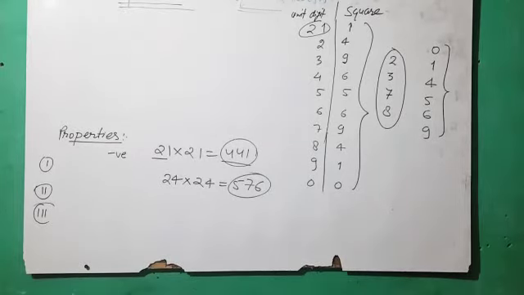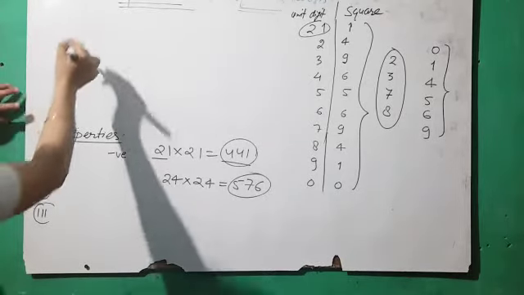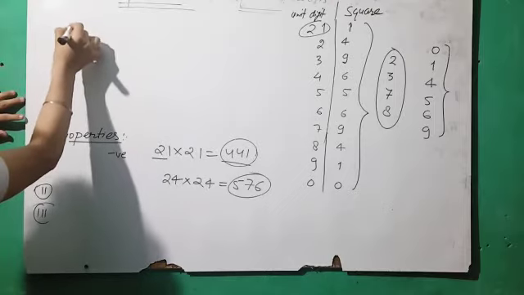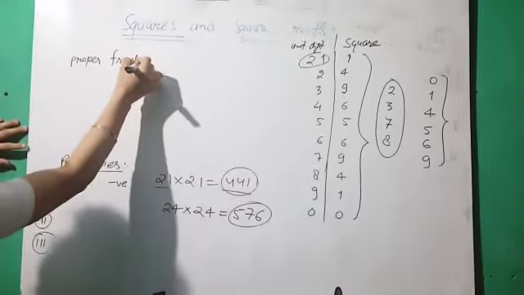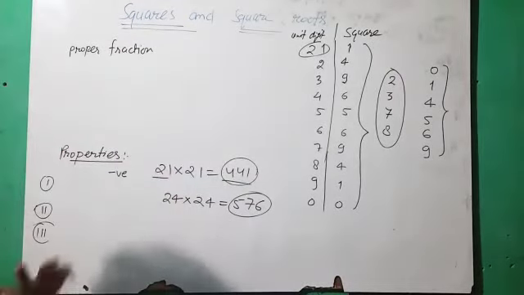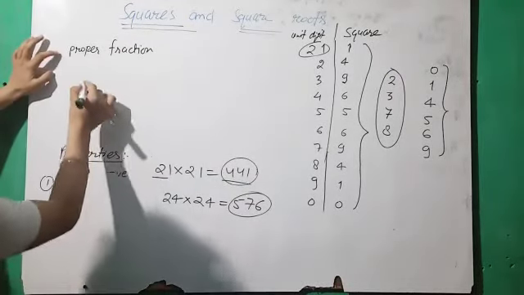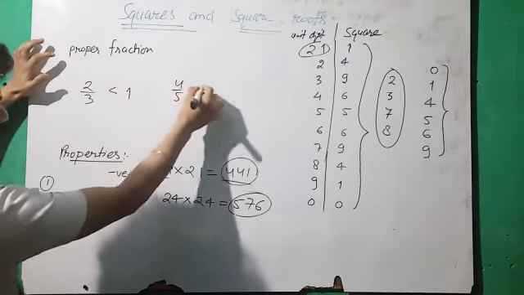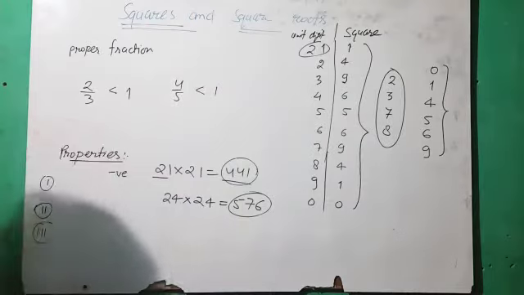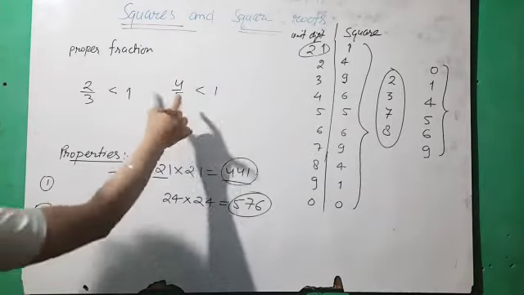Okay, next property: the square of a decimal and a proper fraction. A proper fraction, or we can also say a fraction value less than 1, like 2 by 3, which is always less than 1, 4 upon 5, less than 1. Okay, these all are less than 1. This is actually 0.8.